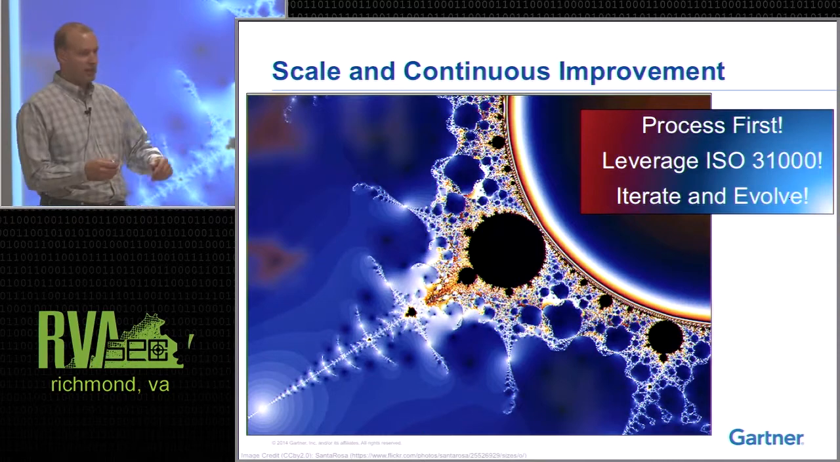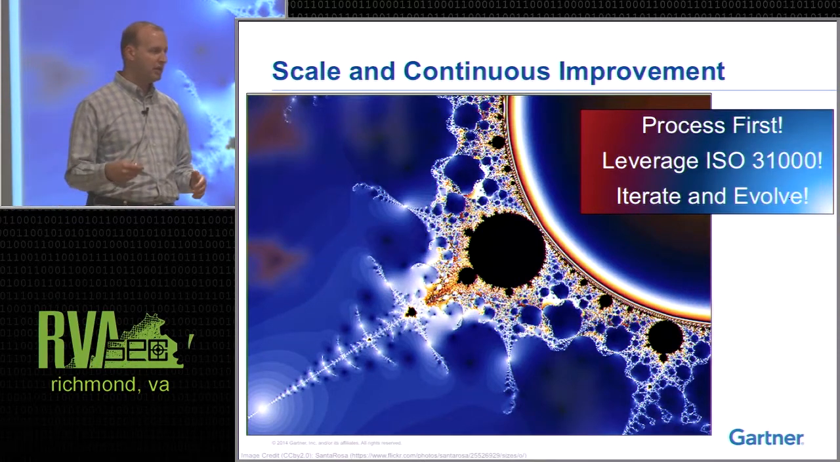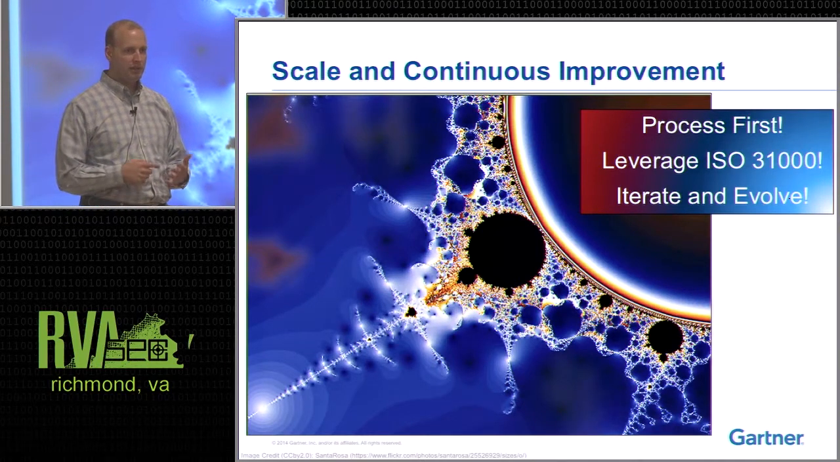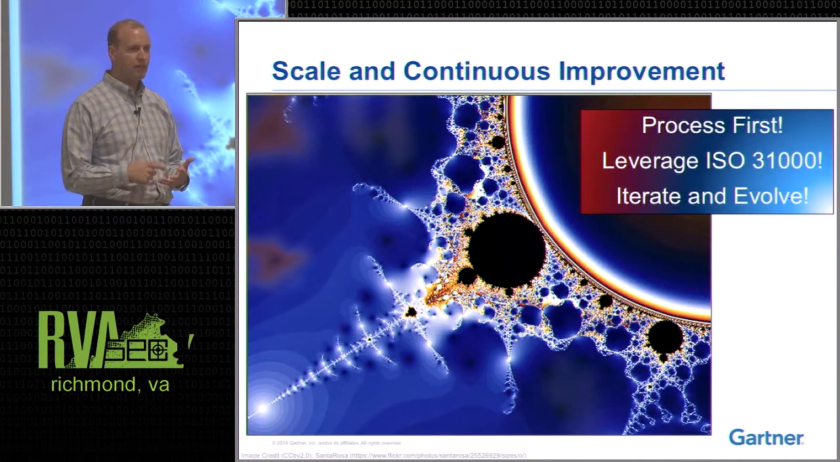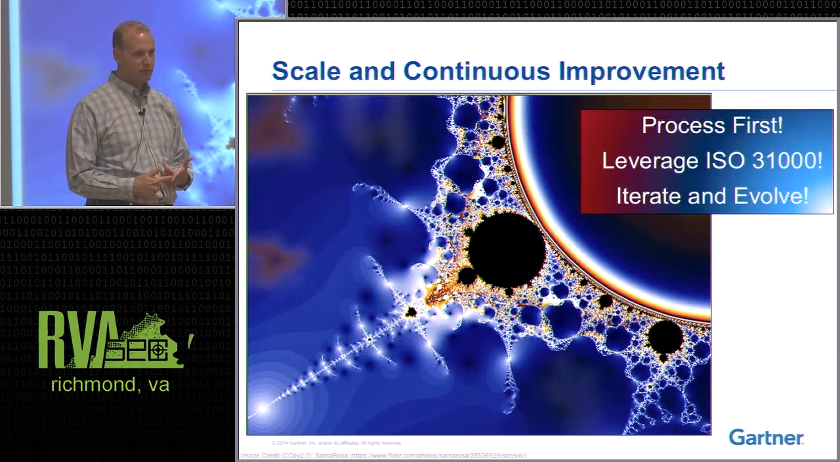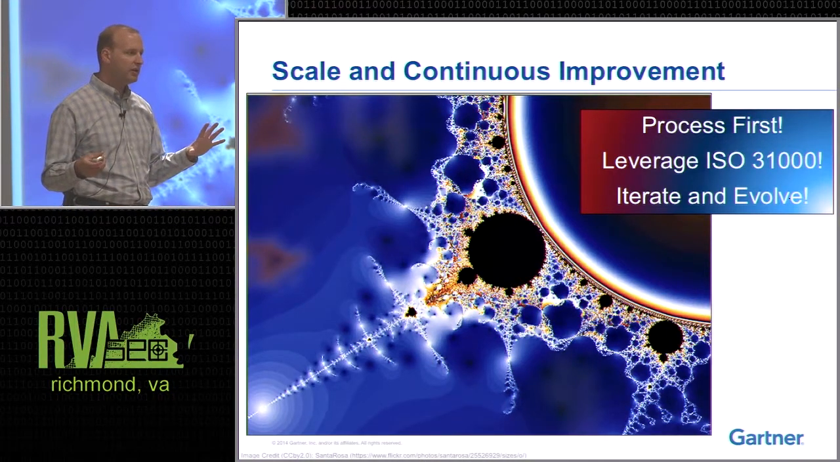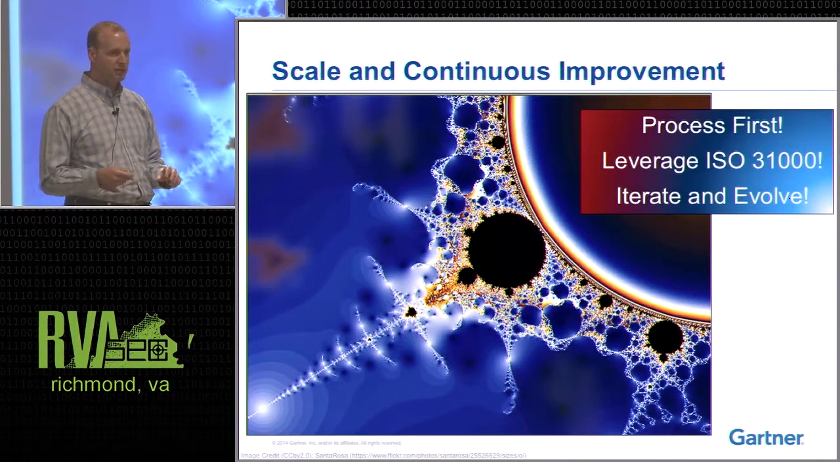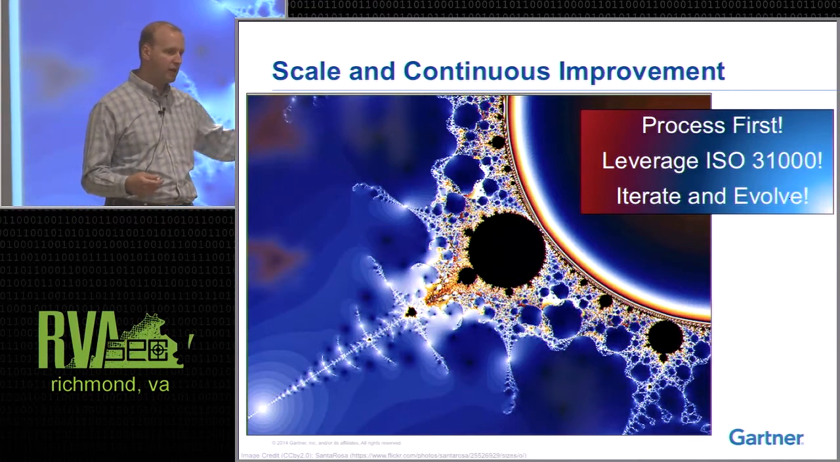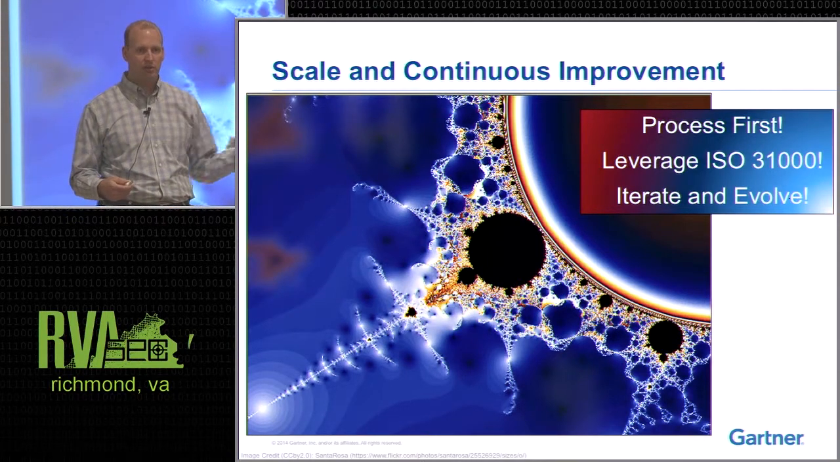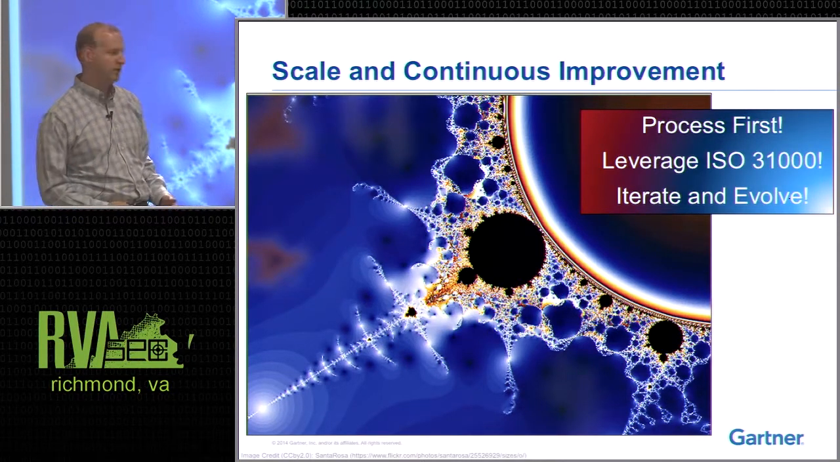And then the last one, again, iterate and evolve, iterate and evolve. This is kind of a DevOps concept, right? Get something out there, get it working, get feedback on it, improve it, repeat, right? So again, don't try to get the perfect process, because you'll never get the perfect process. Get a process in place. Get stakeholders identified. Grow that, mature that over time.